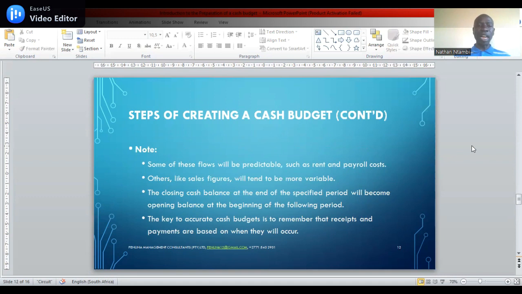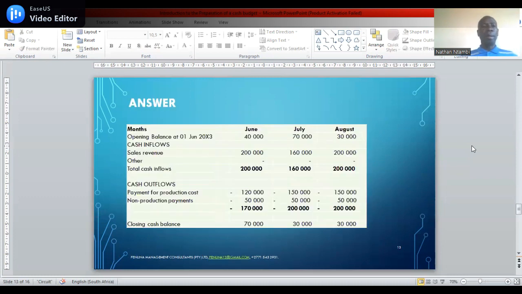Others, like sales figures, will tend to be more variable. The closing cash balance at the end of the specified period will become the opening balance at the beginning of the following period. The key to accurate cash budgets is to remember that receipts and payments are based on when they will occur. Below is the answer.